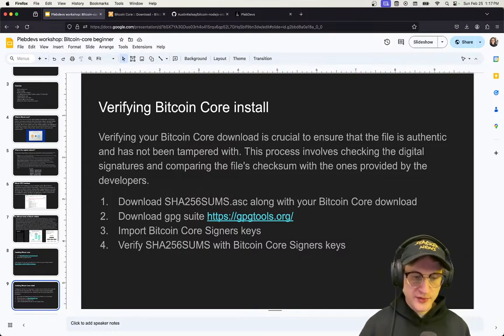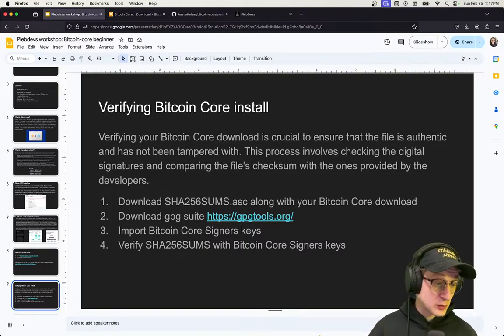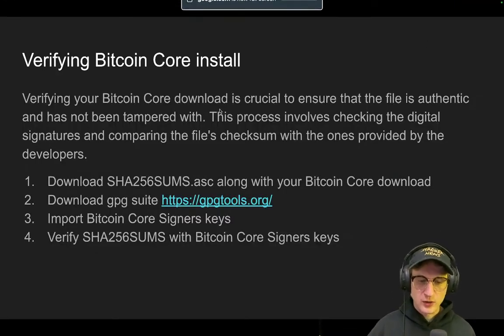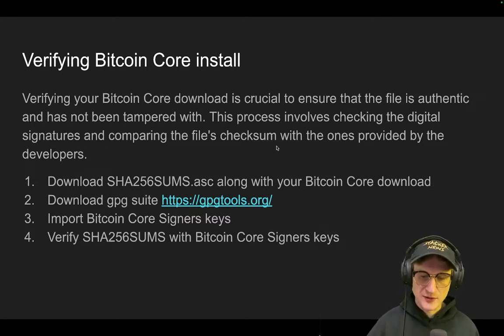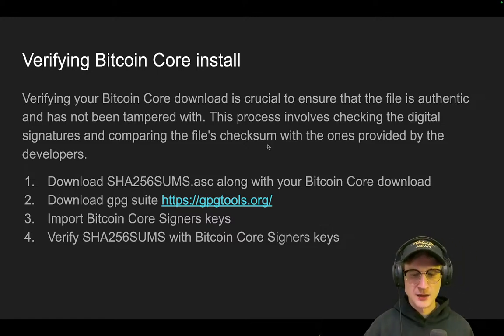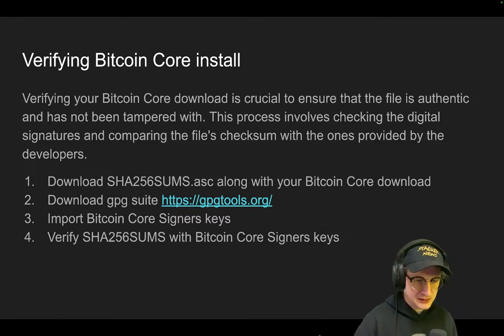Next, we're going to go through the steps of verifying the Bitcoin Core install. This is something that confuses a lot of people, but essentially we want to verify our Bitcoin Core download. This is crucial to ensure that the file is authentic and has not been tampered with. This process involves checking the digital signatures and comparing the file's checksum with the ones provided by the developers. Maybe you're not installing this Bitcoin Core to use with your personal funds, but this is just a good practice, and I wanted to highlight how to verify this.